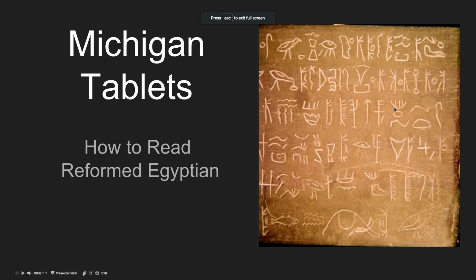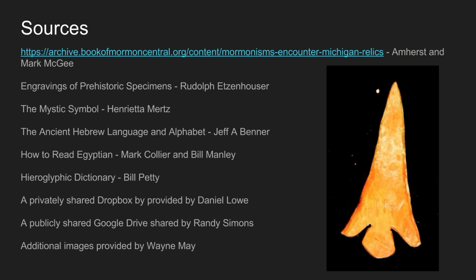Welcome to my presentation on the Michigan tablets. This one is specifically entitled How to Read Reformed Egyptian. It is the same presentation that I presented at the Firm Foundation Book of Mormon Expo in Orem, Utah on April 7th, 2017.